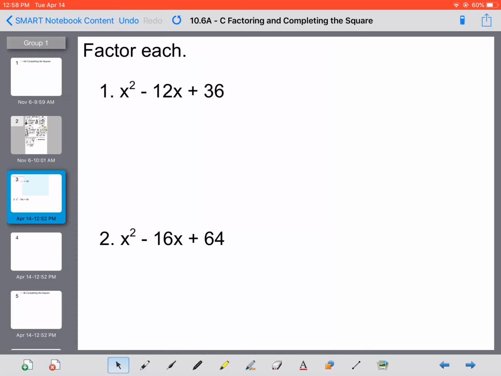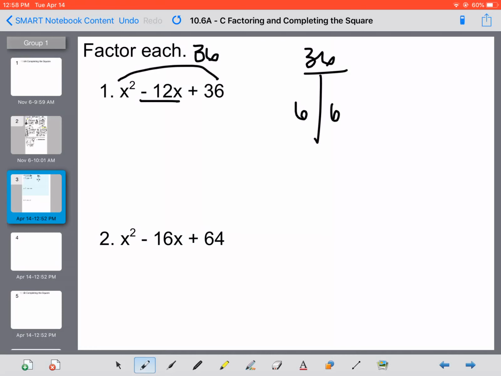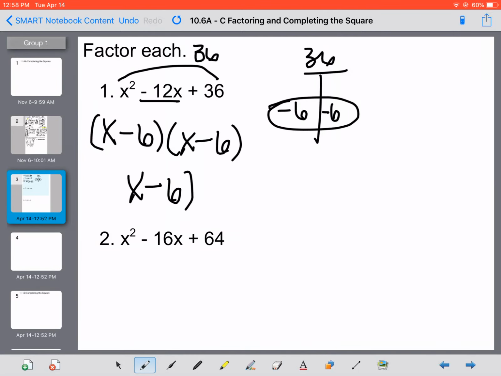Okay, so here we have x squared. Let's look at number 1. X squared minus 12x plus 36. In this problem, we have a minus there, so we have to make sure we're careful. What's going to multiply to 36 but add to a negative 12? Well, we just did a problem like this. We know 6 and 6 are going to give us 36 and 12. But because I want to add to a negative 12, I'm going to make those 6's negative because 2 negatives multiply to a positive 36, and when I add 2 negatives together, I get that negative 12. So this becomes x minus 6 times x minus 6, which is really x minus 6 quantity squared.